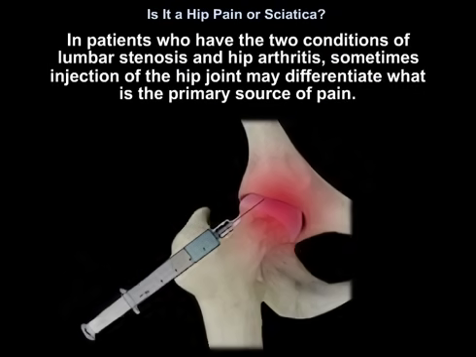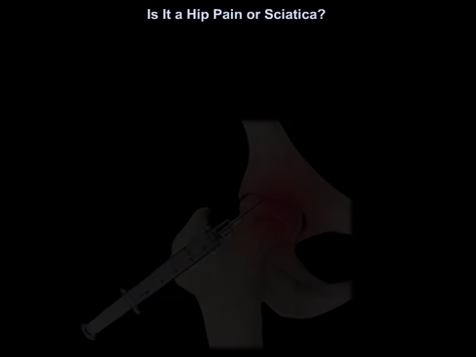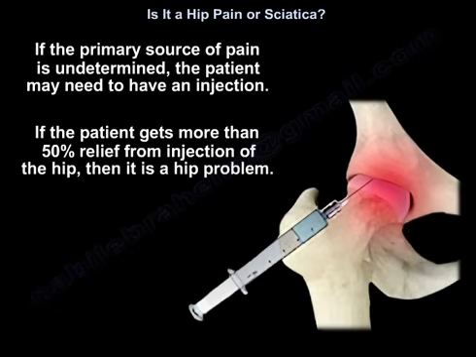In patients who have the two conditions, the lumbar stenosis and the hip arthritis, sometimes injection of the hip joint may differentiate what is the primary source of pain. If the primary source of pain is undetermined, the patient may need to have an injection, and if the patient gets more than 50% relief from the injection of the hip, then it is a hip problem.